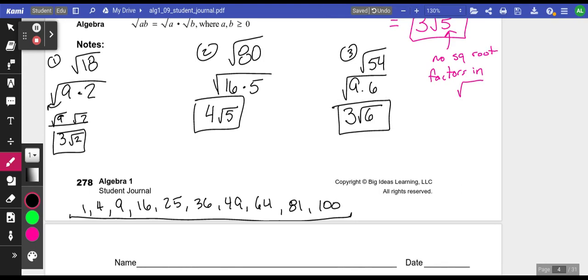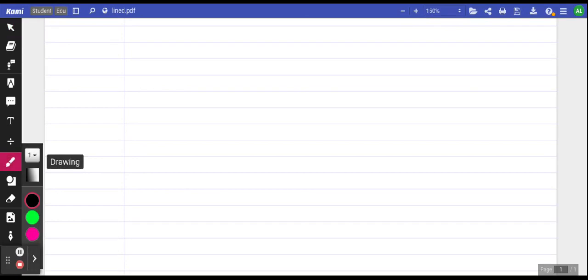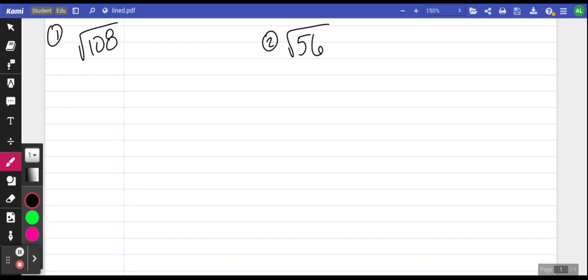All right, I came over here where I had just a little bit more room. You can still put this somewhere in your student journal, or if you have another piece of notebook paper, anywhere you like to keep your notes is fine. I've got a couple more examples, so let's do 108, 56, and 5 square root of 27. So I already have a number outside that one.